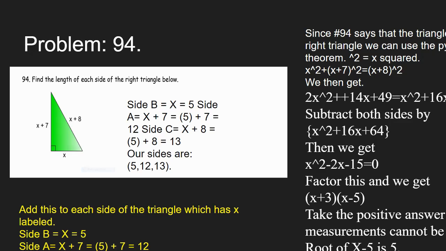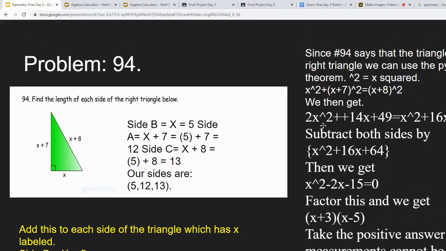So side b is equal to x, which is equal to 5, since we made it clear that x was 5 on the right here. And then all we have to do is do the same thing for side a. Side a is equal to x plus 7, which is 5 plus 7, which is equal to 12. Then side c, x plus 8, we plug 5 in, 5 plus 8 equals 13. Now our sides are 5, 12, and 13. And that is problem 94.